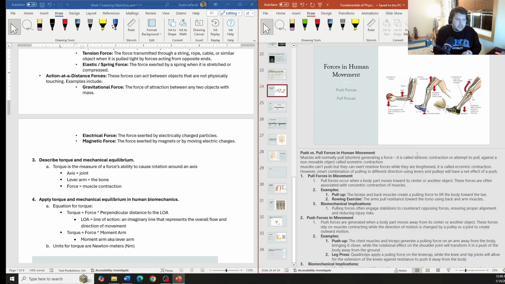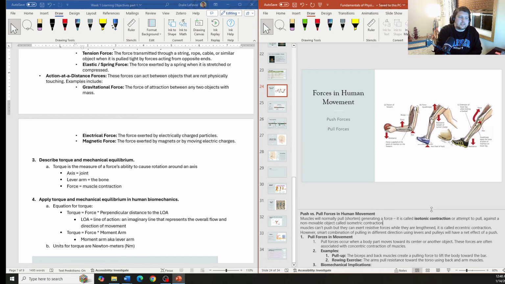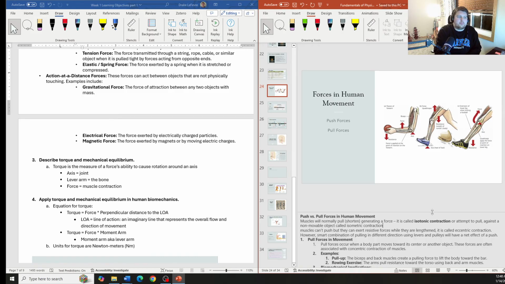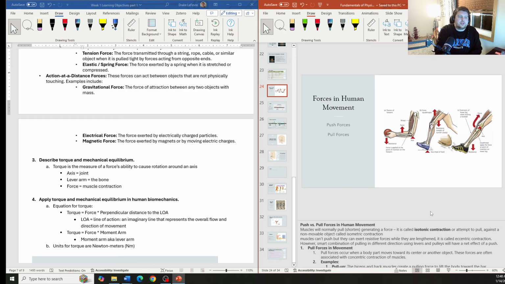The professor goes a little bit into what is called isotonic contraction. Iso means same, tonic means tone, so maintaining the same tone with a contraction. This usually refers to activities where we're not changing our acceleration or our speed. We're just doing something constant.